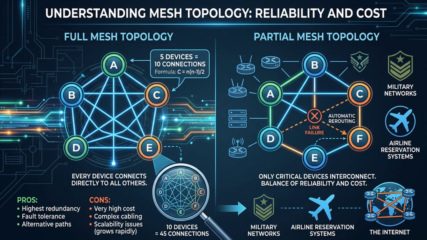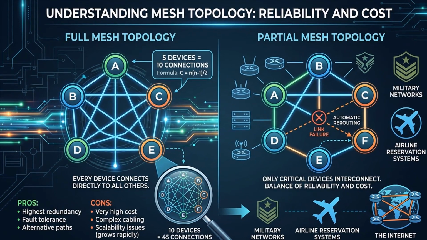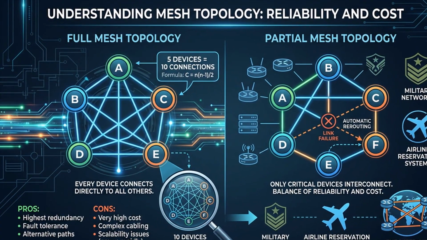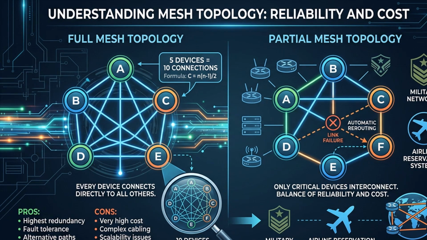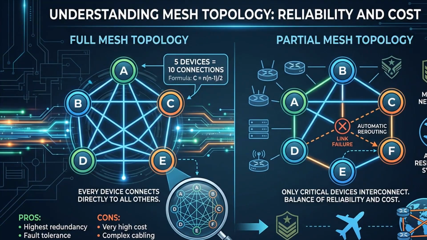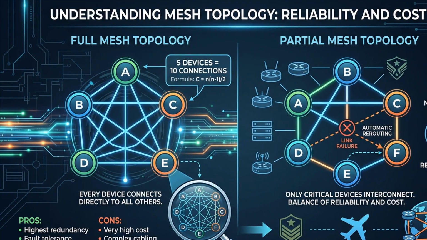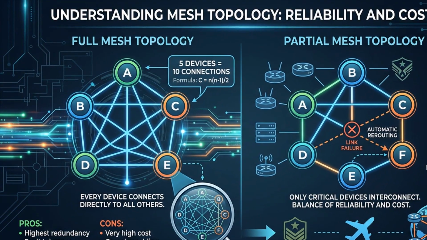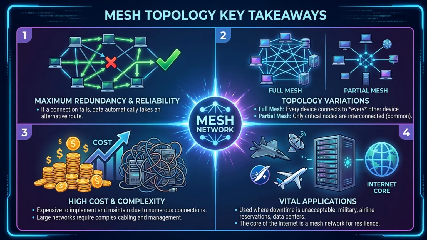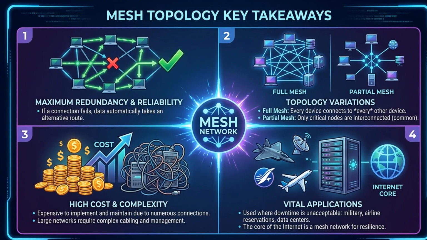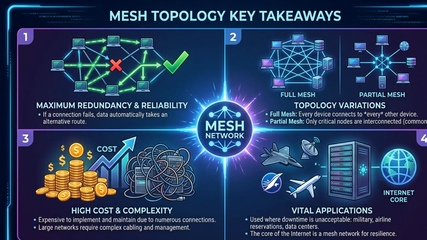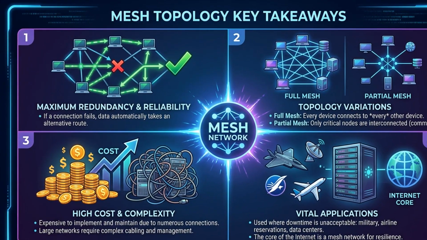Mesh topology is the most reliable but also the most expensive. In a full mesh topology, every device is connected directly to every other device. If you have 5 devices, you need 10 connections. With 10 devices, you need 45 connections. The number of connections grows exponentially. This makes full mesh impractical for large networks. However, partial mesh topology is more common. In a partial mesh, only critical devices are interconnected while others connect to just one or two.